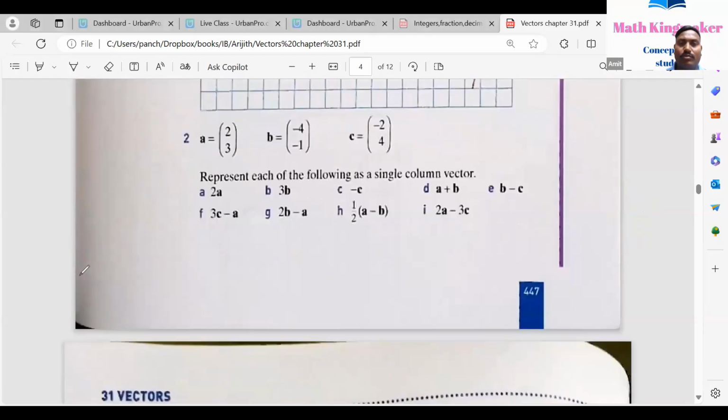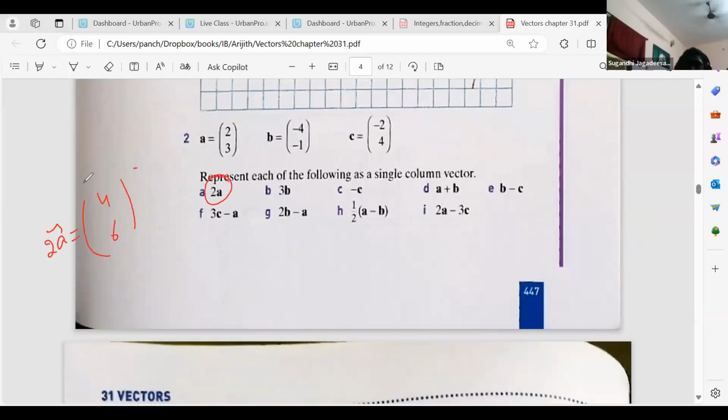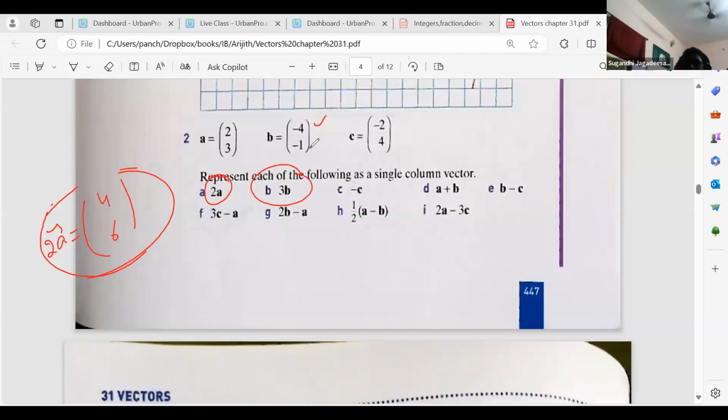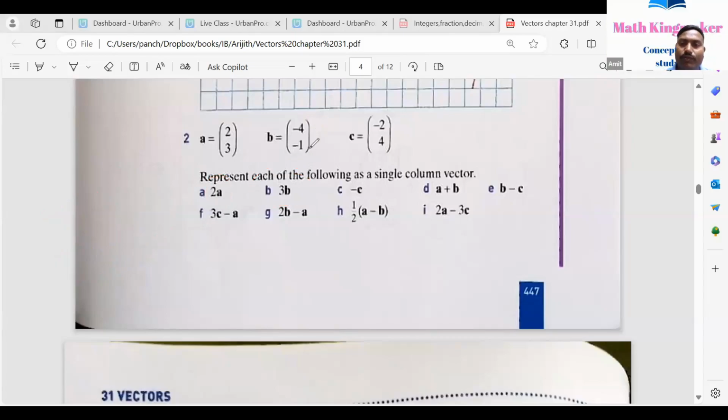Okay, now represent each of the following as a single column vector. So you have to represent it as a single column vector. A is given as 2, 3. So 2a will be 4, 6. So now you have to represent this vector 2a as 4, 6. Now 3b will be coming -12, -3. So you have to represent that vector as -12, -3, like this. Okay. So these things you have to do.